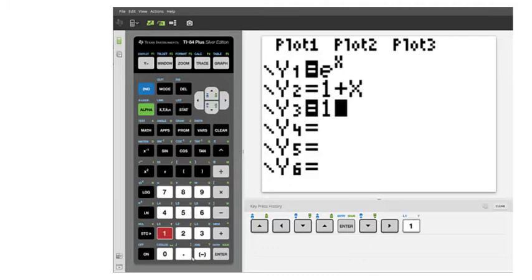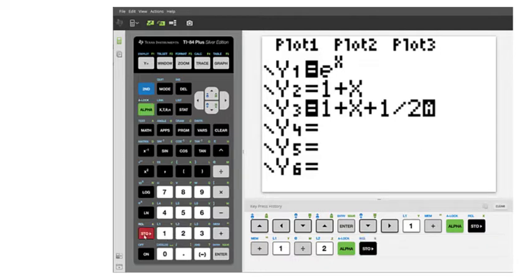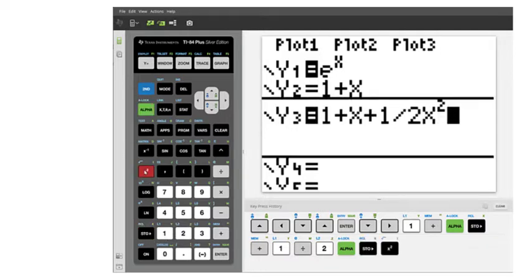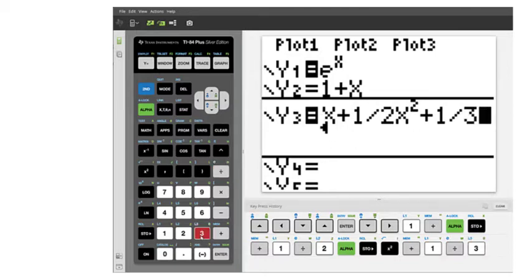which is 1 plus x plus 1/2 x squared plus 1 divided by 3, and I want 3 factorial.